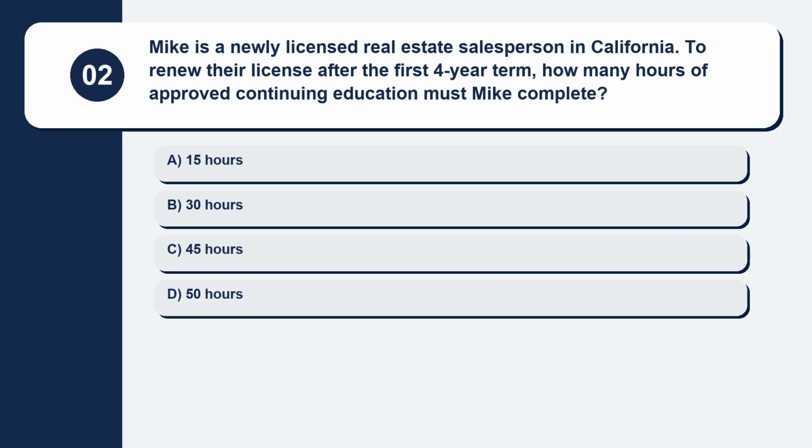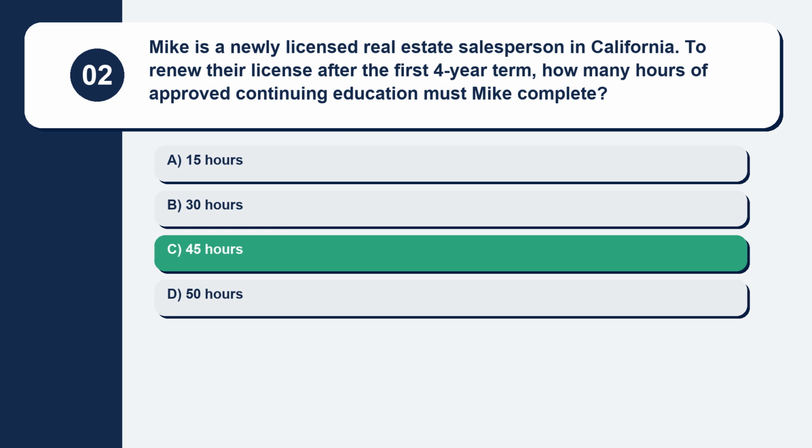Question 2. Mike is a newly licensed real estate salesperson in California. To renew their license after the first 4-year term, how many hours of approved continuing education must Mike complete? Here are your options. Option A, 15 hours. Option B, 30 hours. Option C, 45 hours. Option D, 50 hours. The correct answer is option C, 45 hours.